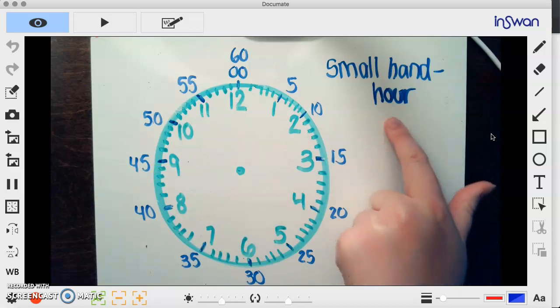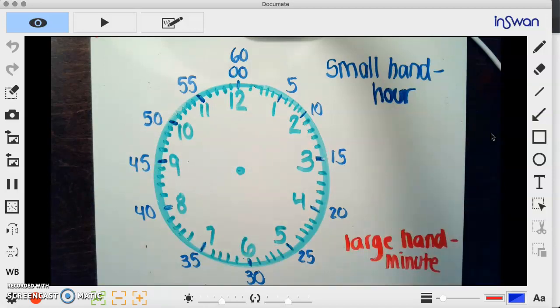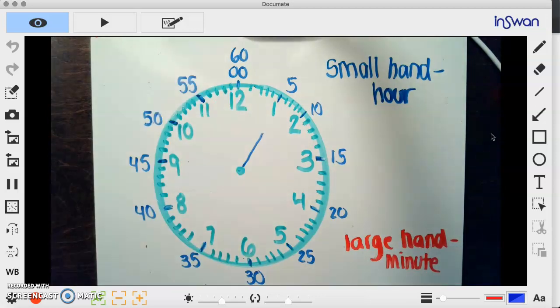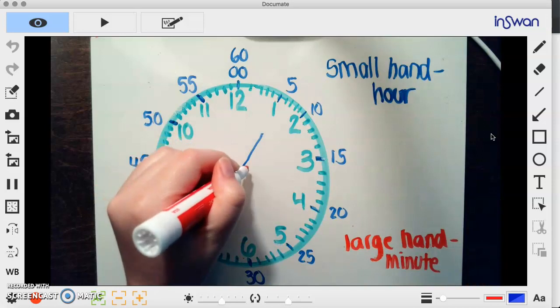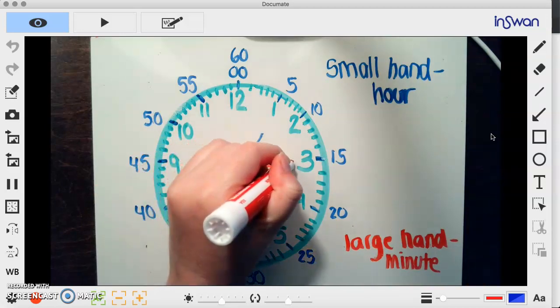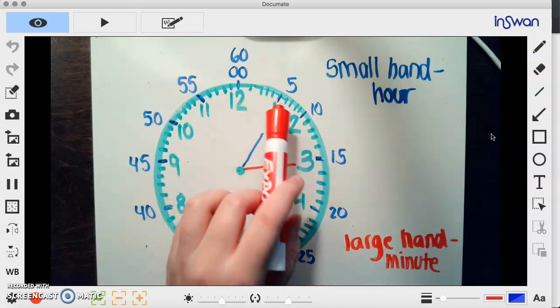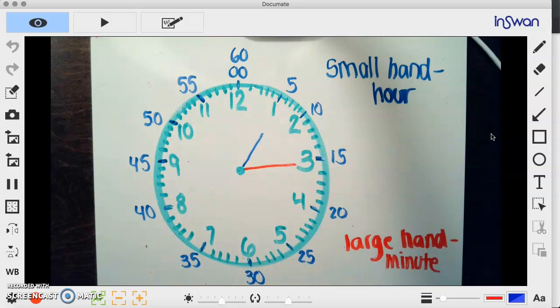So my small hand is my hour hand. That tells me how many hours I am at. So for example, if I draw my small hand right here, I'm saying that I'm within the 1 hour. Now my large hand is my minute hand. So if I decide to point it right to here, the time that I'm showing is 1, 5, 10, 15, 1:15. So let's go ahead and look into these guided practice questions.